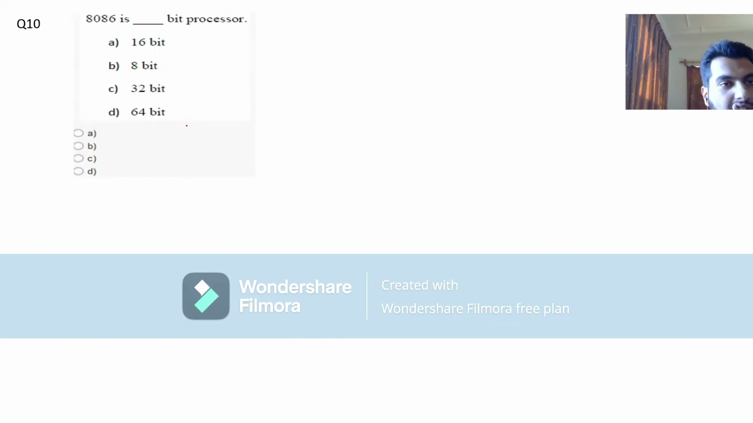Then we have another, theoretical question. The 8086 is a how many bit processor: a 16-bit processor, an 8-bit processor, a 32-bit processor, or a 64-bit processor? So 8086 is a 16-bit processor.